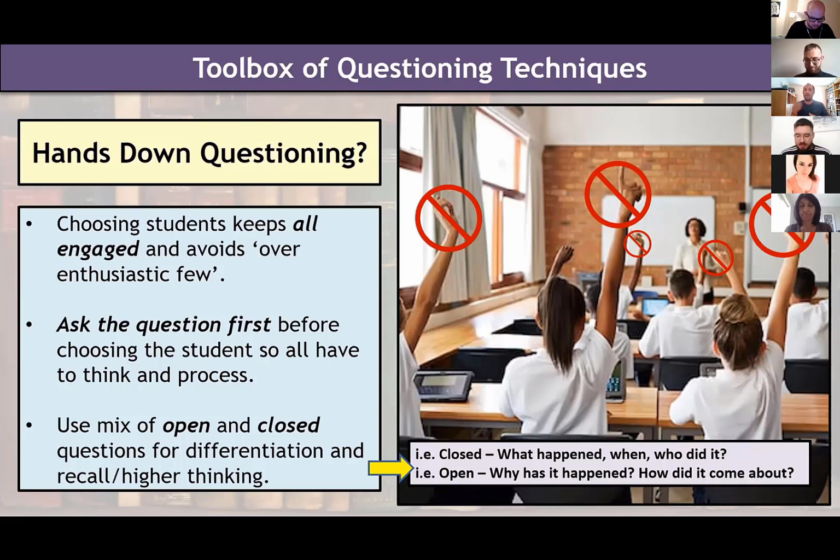So what happened? How did it happen? And then open it up and say, so why? Can you come up with a counter argument? What is the benefit of using those kind of questions? How deep do you want to get?